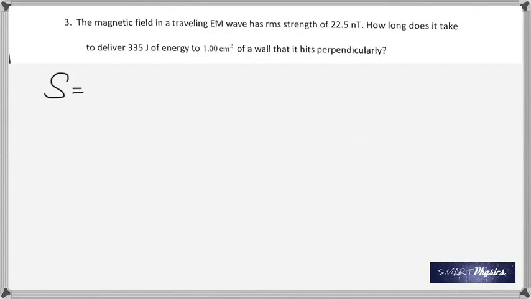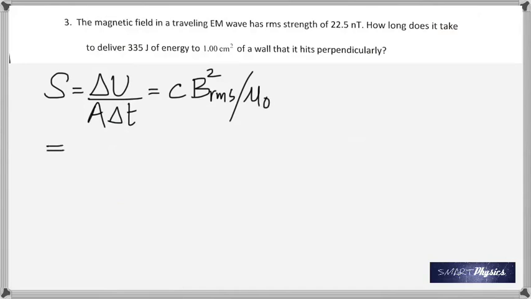Number 3, the magnetic field in a traveling electromagnetic wave has root mean square strength of 22.5 nanotesla. How long does it take to deliver 335 joules of energy to 1 centimeter square of a wall that it hits perpendicularly? Okay, that's a lot of energy, 335 joules, and this is where we use the Poynting vector, which is defined as the energy per unit area per second. So it's the total energy by the area by time. And it's given by c B squared RMS by mu naught. c is the speed of electromagnetic waves.